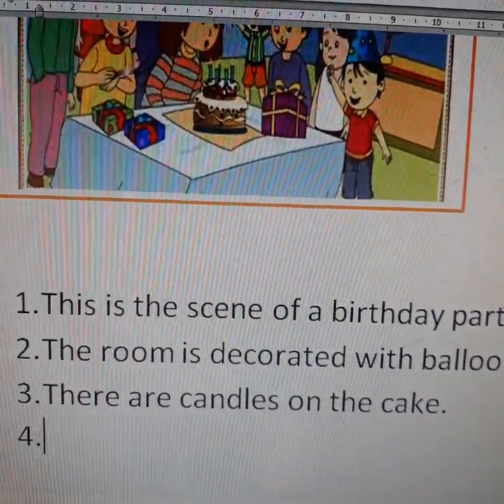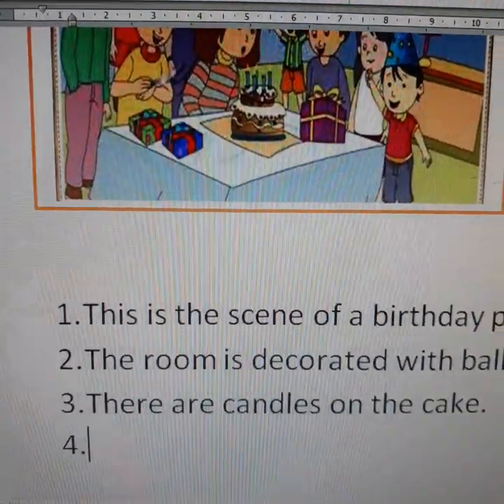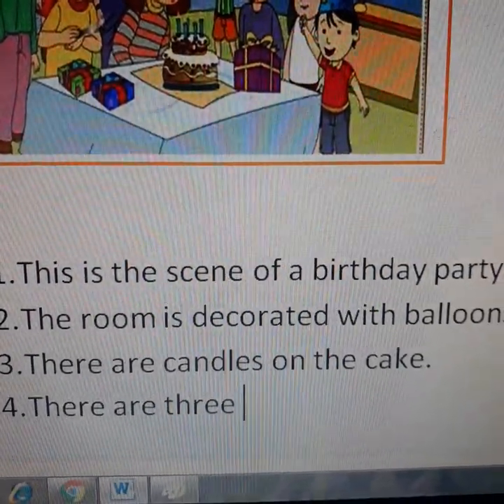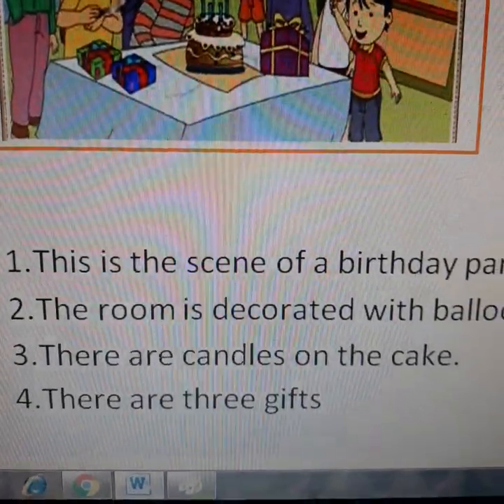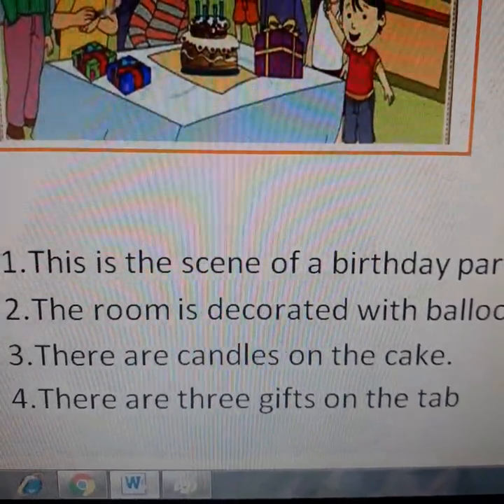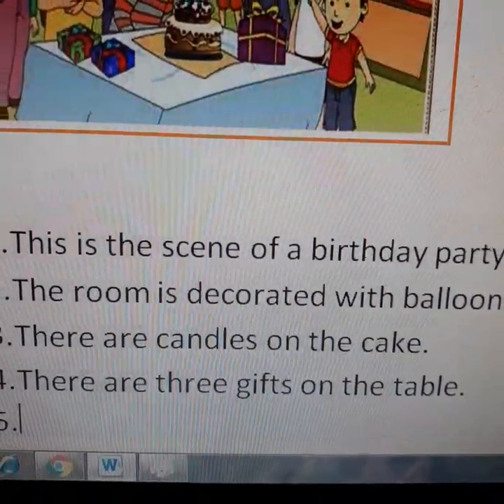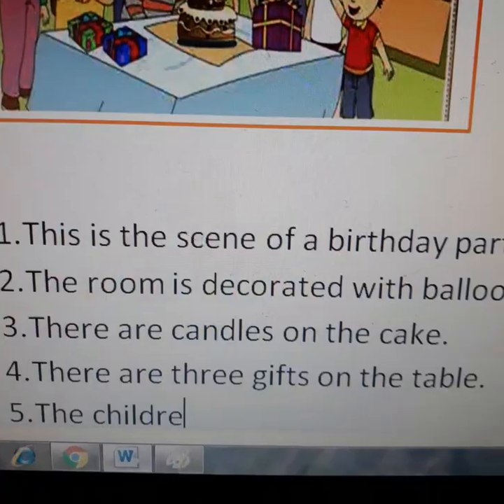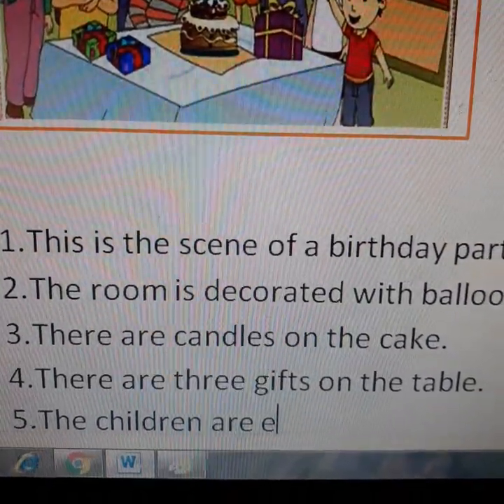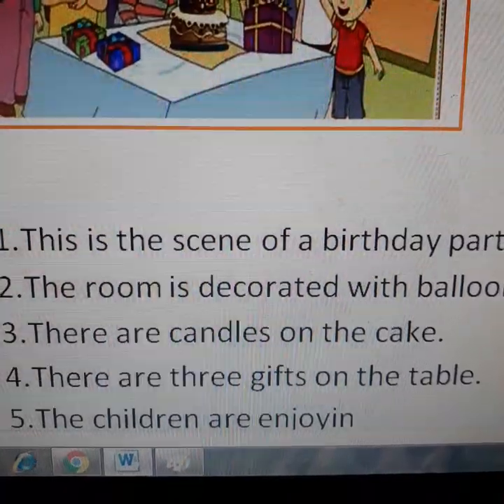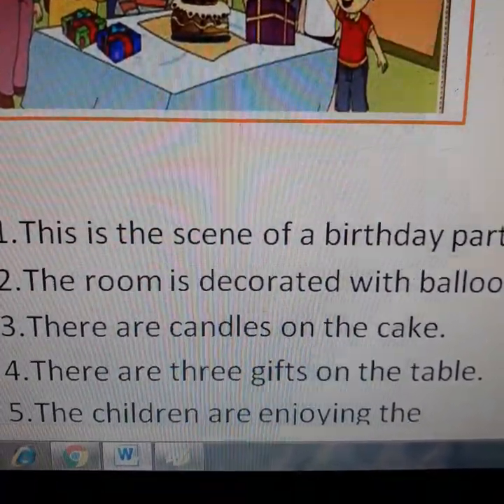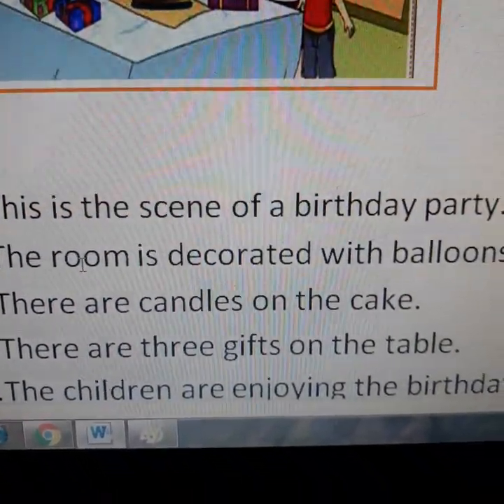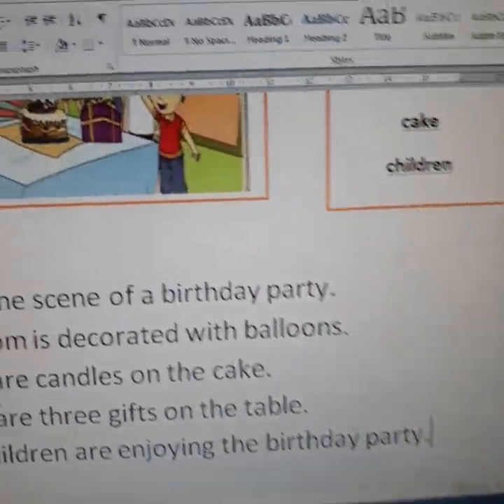What else can you make? There are 3 gifts on the table. Okay? The children are enjoying the birthday party. The children are enjoying the birthday party.